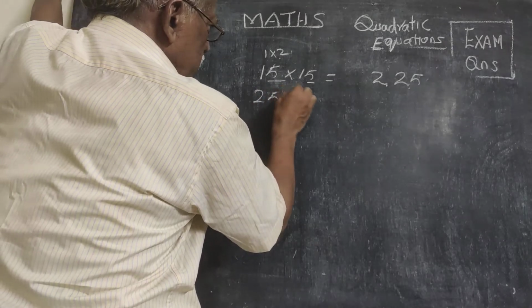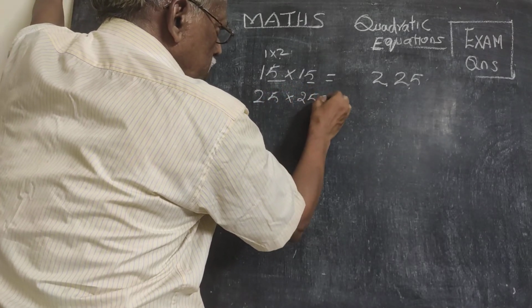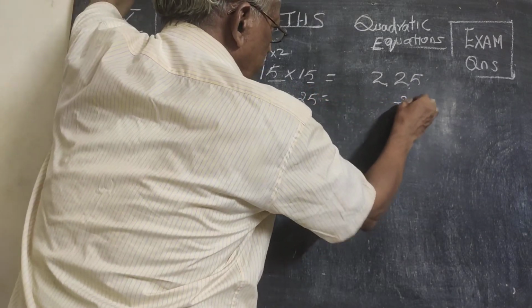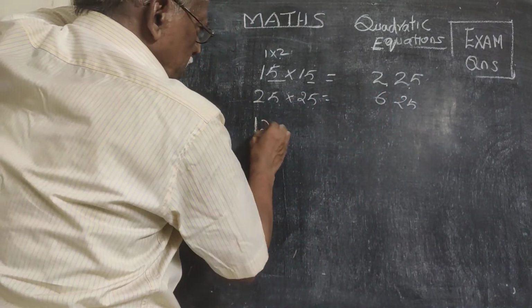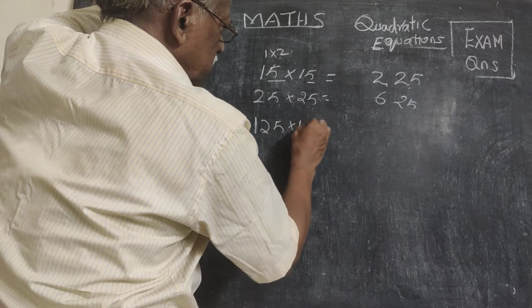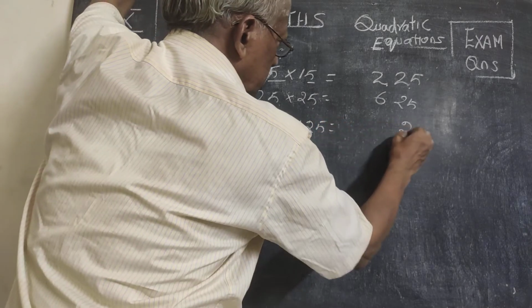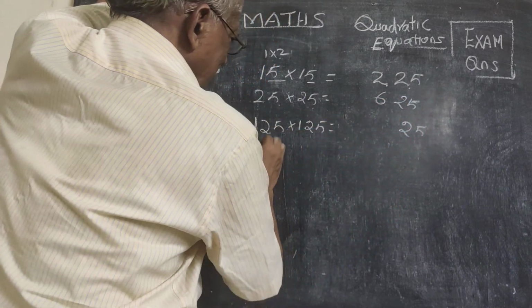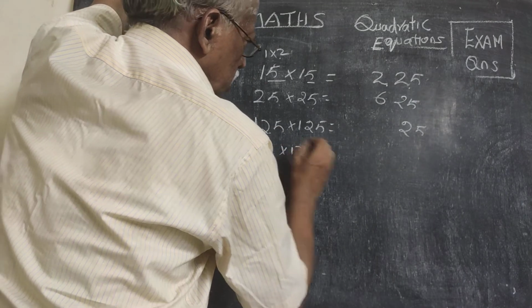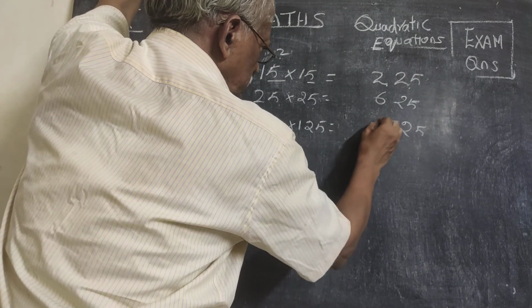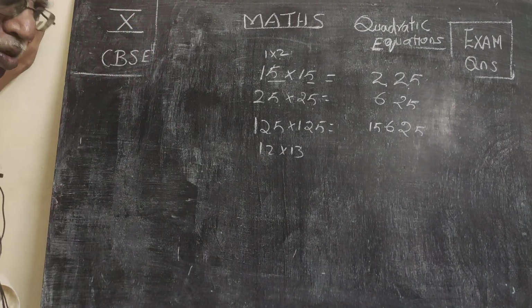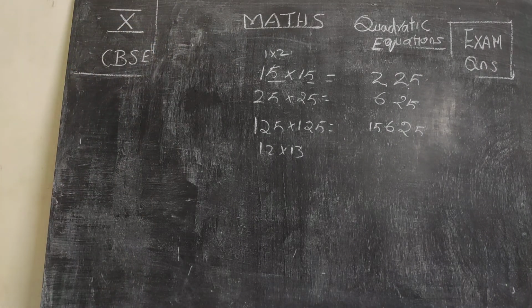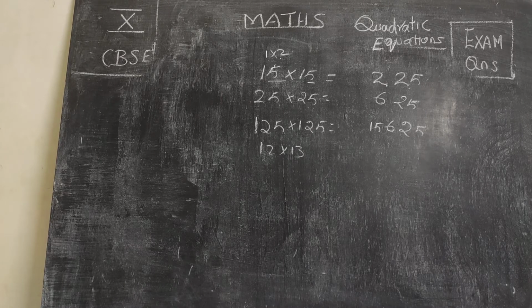Similarly, if you are going for 25 and 25, you can just check it out. 5 fives are 25 and then 2 into 3, 625. Suppose you have to do 125 the whole square. Again 25, 12 and 13, so 15,625, like that. So squaring a number ending with 5 is made easy. You learn it, it will be useful to you.